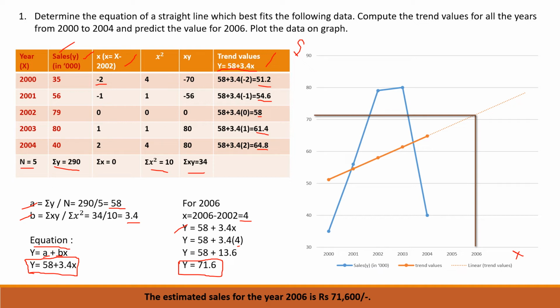In this case, the number of years is odd; n is odd here. So in case of even, how do we have to calculate? Let's see.